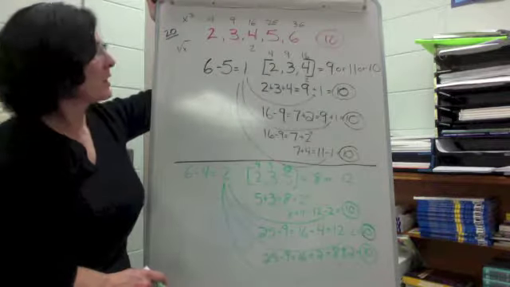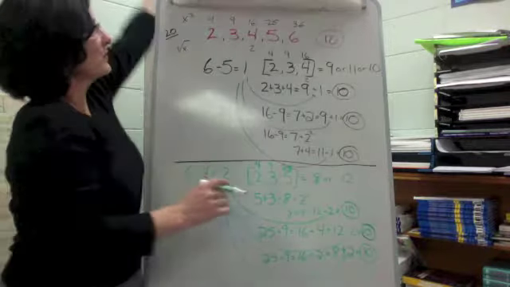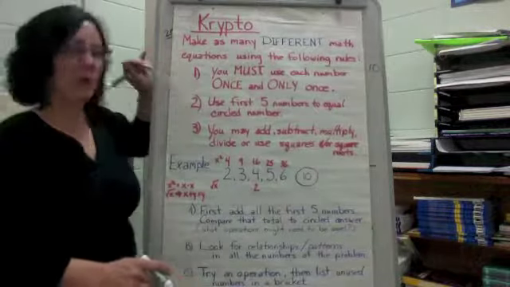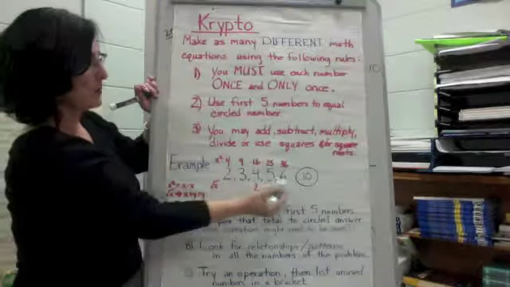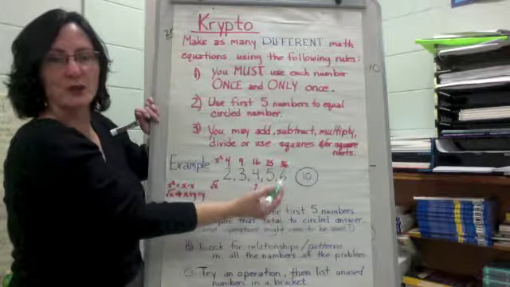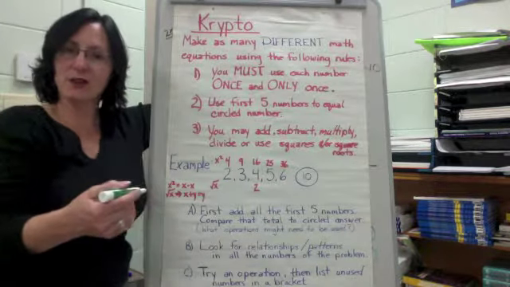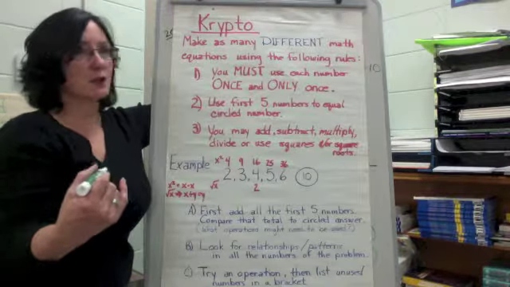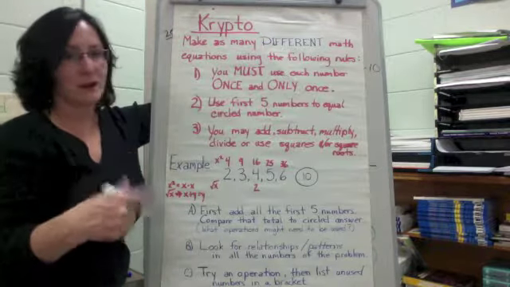So once again, rules really quick for Krypto are you must use each number once and only once. The first 5 numbers have to equal the circled number. You may add, subtract, multiply, and divide. And it's very interesting as they get older, they start making their own rules, such as, well, can we cube numbers? Could we use numbers to the 4th power? If they know how to do it, go for it.